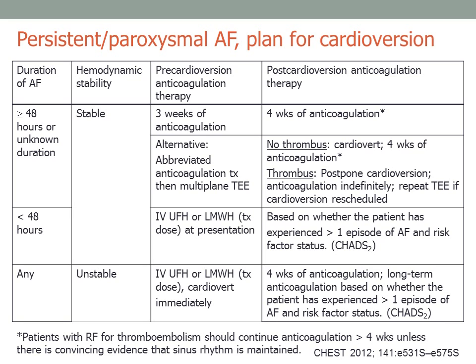For patients with any duration of AFib associated with hemodynamic instability, cardioversion should be performed immediately without delay. You begin IV unfractionated heparin or weight-based therapeutic doses of low molecular weight heparin at presentation and then cardiovert. These patients should receive at least 4 weeks of anticoagulation and possibly longer based on whether the patient has experienced greater than 1 episode of AFib and their risk factor status. Again, to review these guidelines, you can refer to the CHEST guidelines.